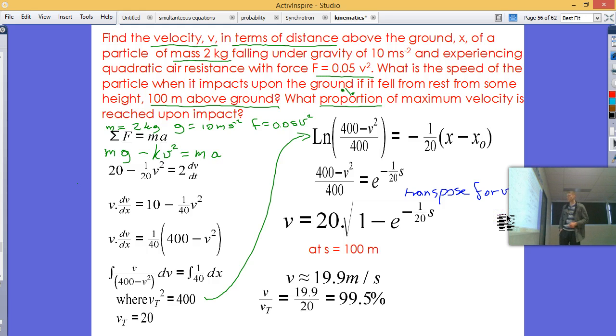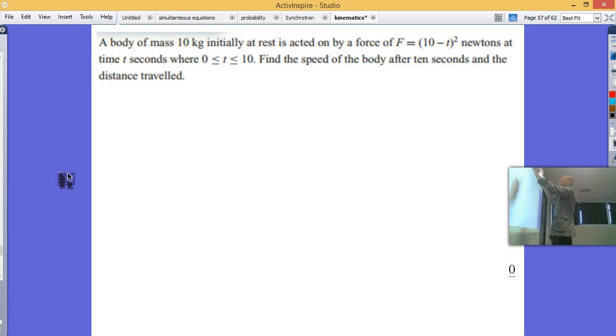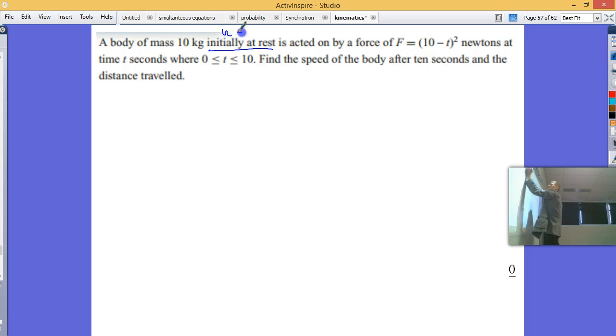All right, what do you think? Okay, let's try another one. So now we've got a body of mass 10 kilograms initially at rest. It reminds me, initially at rest means initial velocity is 0 when t is equal to 0. And we've got that acted on by a force, F equals (10 minus t) all squared, newtons, at t seconds, where t is given by this domain. Okay, find the speed of the body after 10 seconds and the distance travelled.